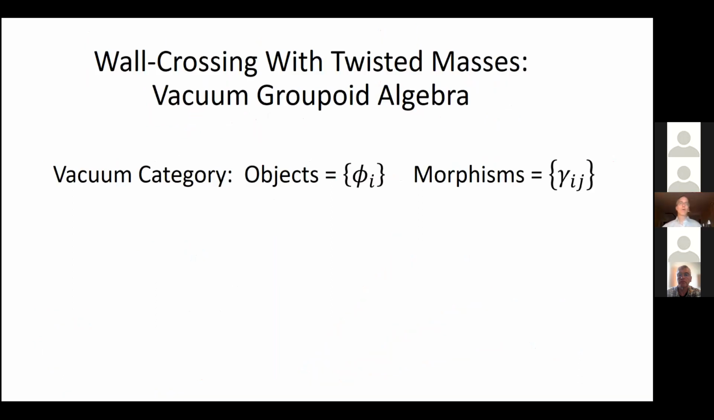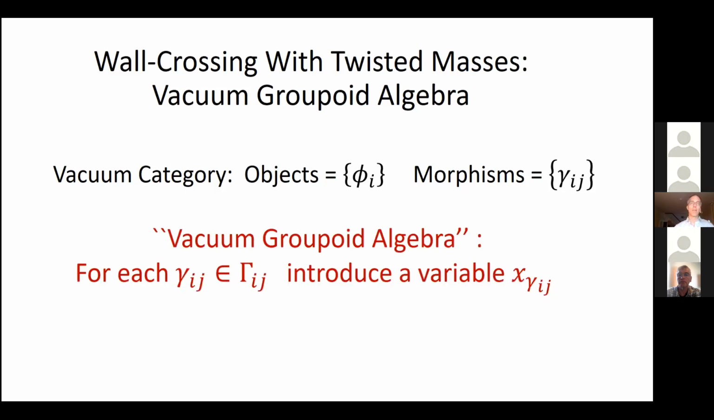So to write the wall crossing formula with twisted masses, it's convenient to introduce what I call the vacuum groupoid algebra, whose objects are these vacua and whose morphisms are these relative homology classes, gamma_ij.